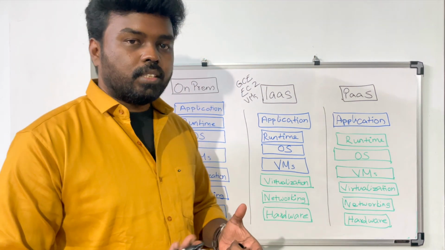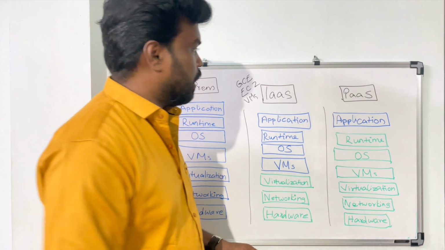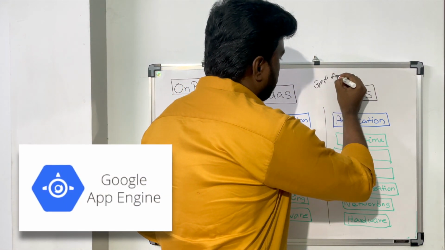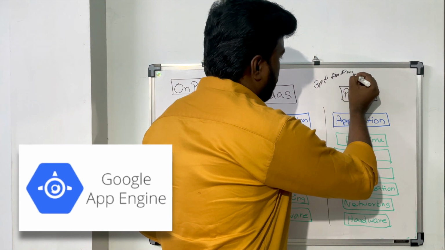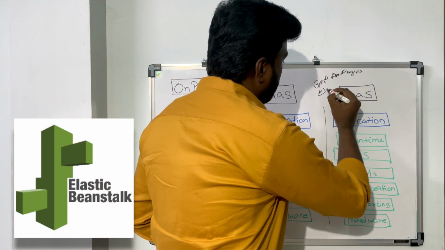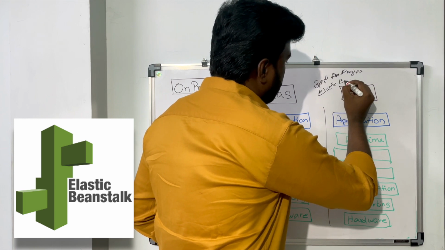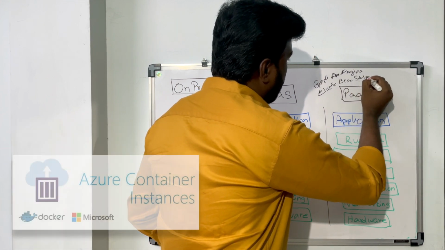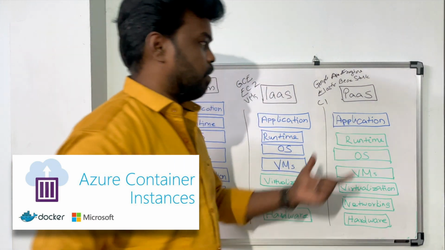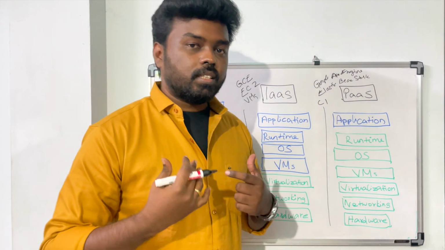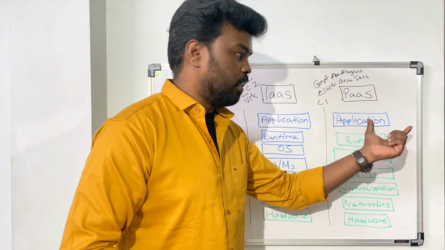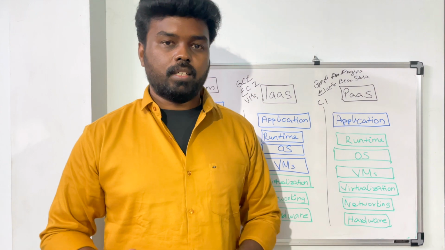Now, there are some good examples of platform as a service: Google App Engine is one of the platforms from GCP, AWS Elastic Beanstalk is a good example, or Azure Container Instances is also a good example of platform as a service, where you are just giving the artifacts to the cloud, and the cloud will take care of running your application. You don't have to worry about the underlying components.